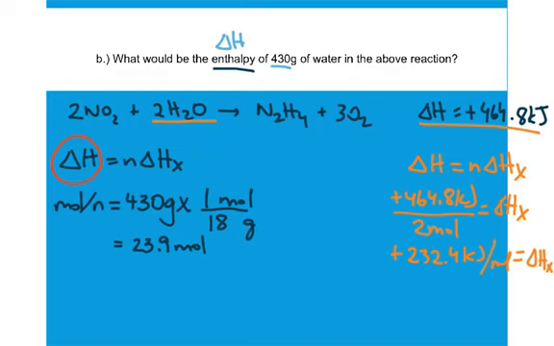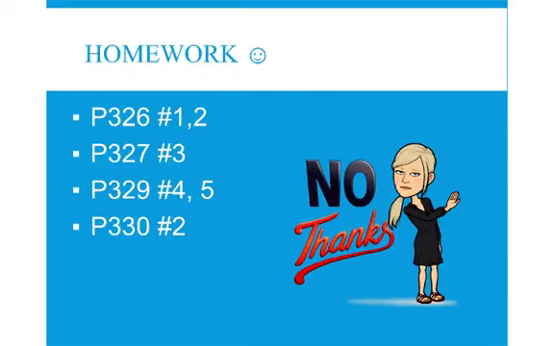Now that I've got all my pieces, let's substitute and solve. Delta H equals 23.9 moles times positive 232.4 kilojoules per mole. Moles will cancel, leaving us with 5.55 times 10 to the 3 kilojoules. That's it. Now it's time to practice.